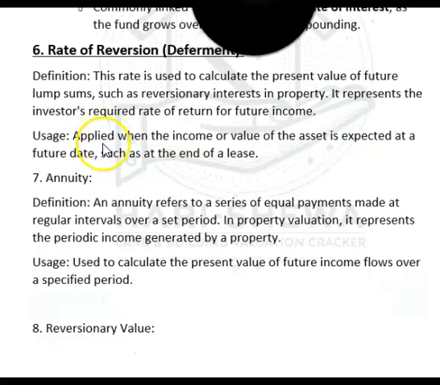Next, annuity. An annuity refers to a series of equal payments made at regular intervals over a set period. In a property valuation, it represents the periodic income generated by the property, used to calculate the present value of future income flow over a specified period. Annuity means equal time periods. Say every year you are getting some amount, an equal installment, for a number of years. That is called an annuity.